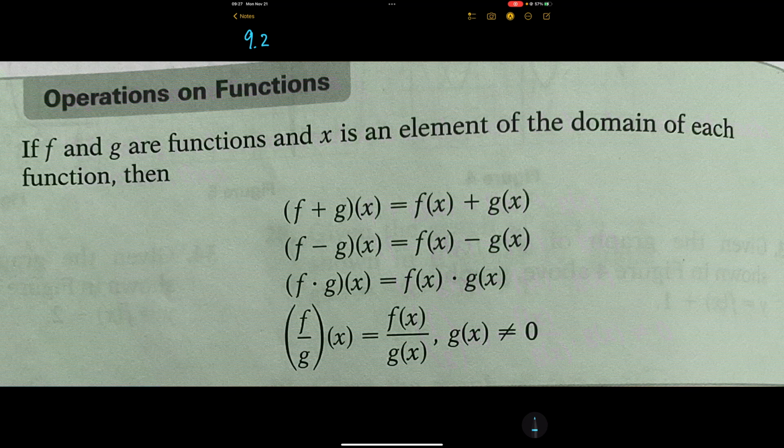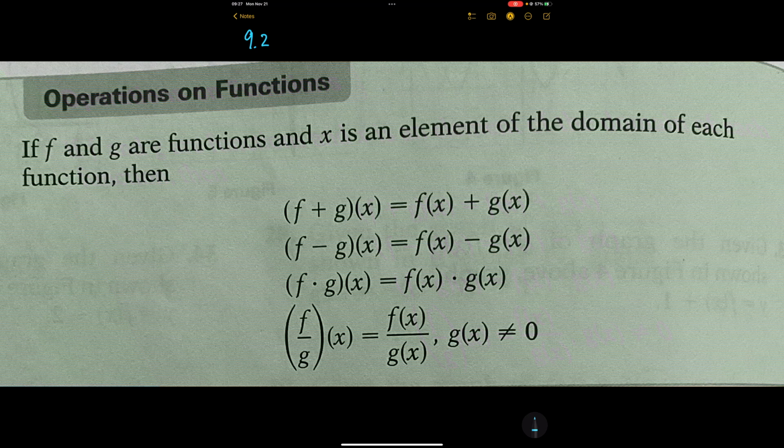Today's topic, we're going to talk about algebra of functions. Without any delay, let's get active. Today, we're going to talk about performing operations of functions, right? So basically, addition, subtraction, multiplication, and division of functions. And as you can see on the screen right now, it says if f and g are functions.